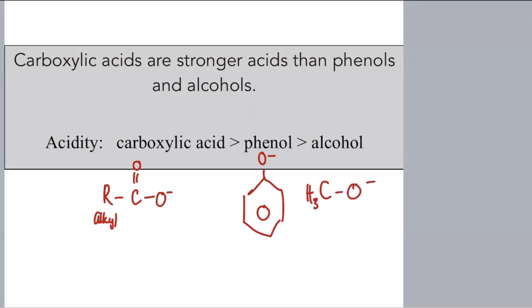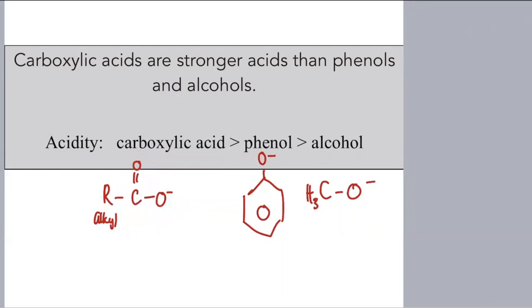Now why is carboxylic acid the most stable? Again, for the same reason, because of the delocalization in the COO part of the anion. So the negative charge is being distributed around the COO part of the molecule.